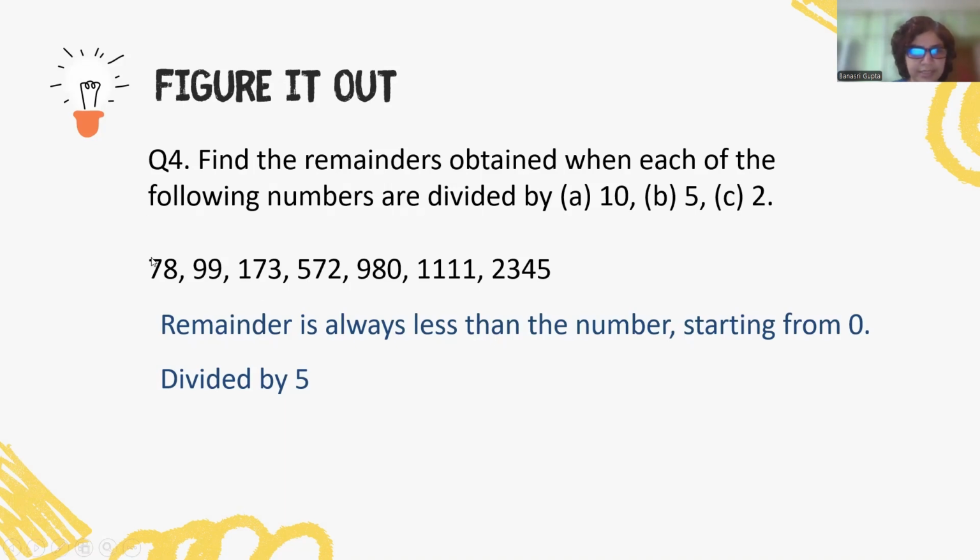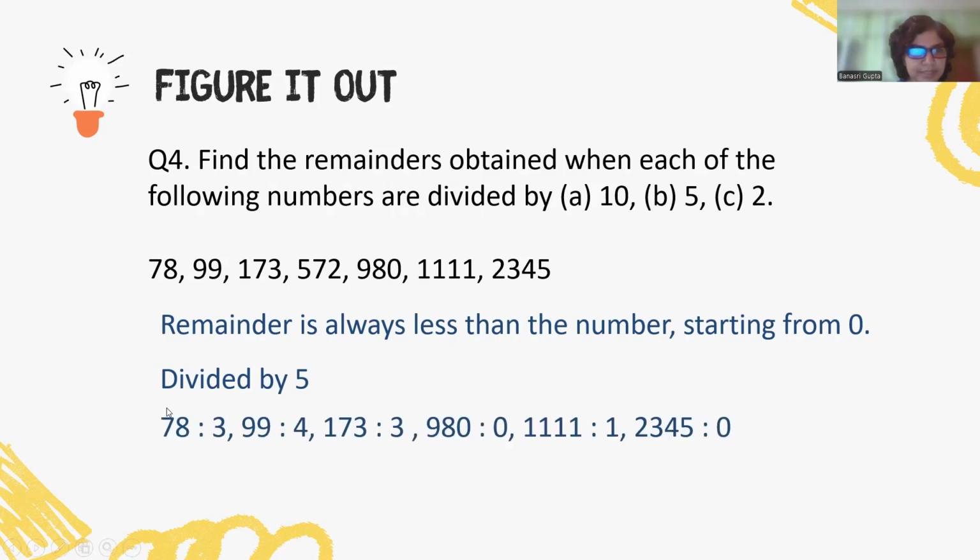Suppose let's see the numbers. So 78, the last digit is 8. 8 is greater than 5, so 8 minus 5 is 3. Similarly, 99: 9 is greater than 5, so 9 minus 5 is 4. But in 173, 3 is not greater than 5, so we do 3 minus 0. So 3 we get. Like that we do for all the others.